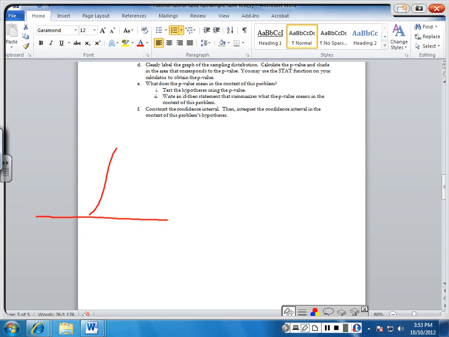I'm drawing like this because I know that the value that we observed, the minus 0.3, is way lower than our hypothesized difference of 0.